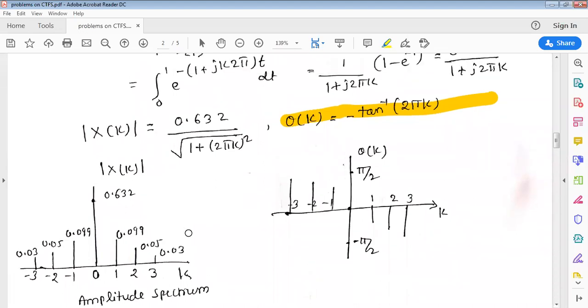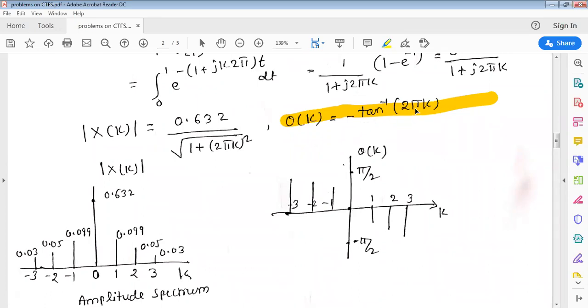Now how are we going to plot the angle? Give k equal to 0. When k equal to 0, this becomes tan inverse of 0, that is shown as 0 here. When k equal to 1, tan inverse of 2 pi, you are going to get a certain value. Next, tan inverse of 4 pi, tan inverse of 6 pi. Whatever angle you get, you plot in the forward direction as well as in the backward direction.